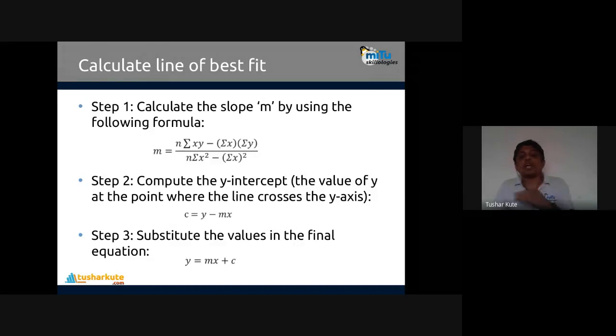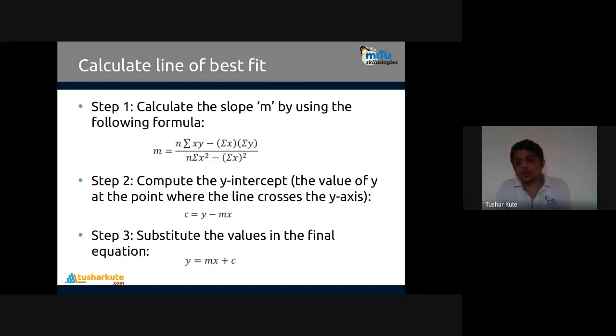Now, to calculate the line of best fit, there are 4 steps which are followed to perform this operation. So let's calculate the slope m first by using the formula. As you can see, the formula is mentioned over here. By using this formula, we are calculating the slope of the line, that is m.